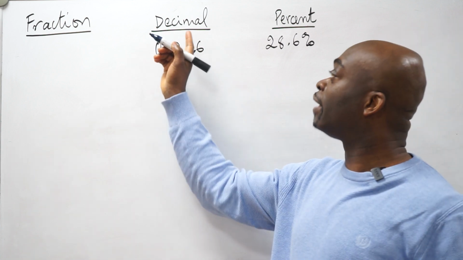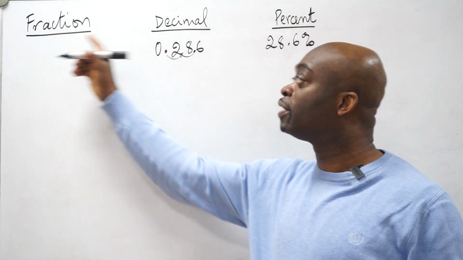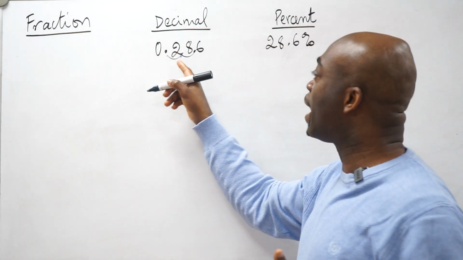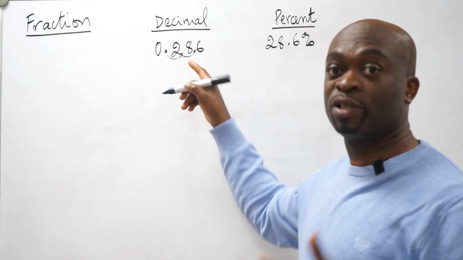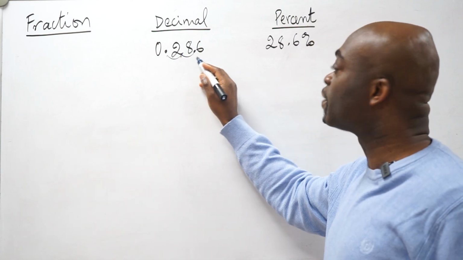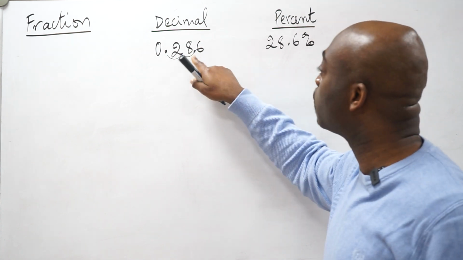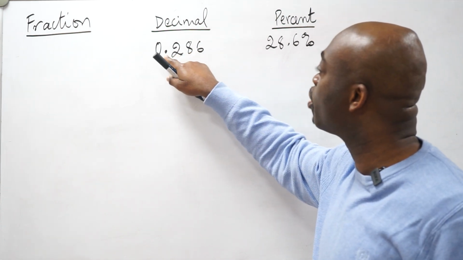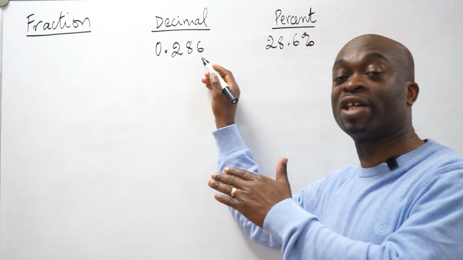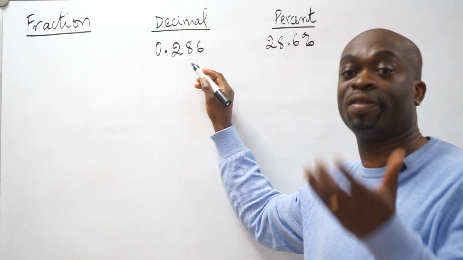Now, let's say you're coming from the decimal to a fraction. So you have 0.286 to a fraction. That means you have to count the decimal places that you have. How many decimal places do we have? So we get back to the original problem. You have 1, 2, 3 digits after the decimal point, so that's a thousandth.